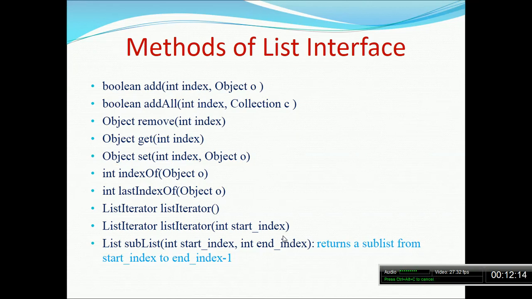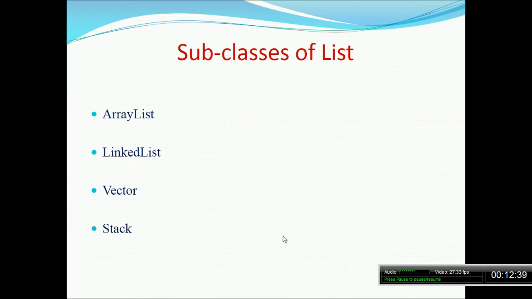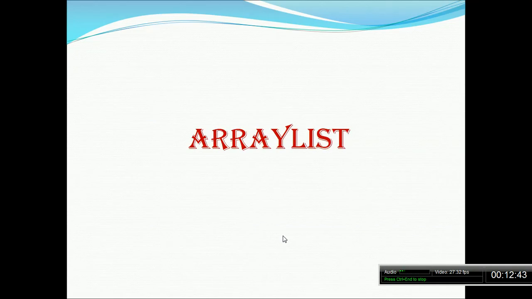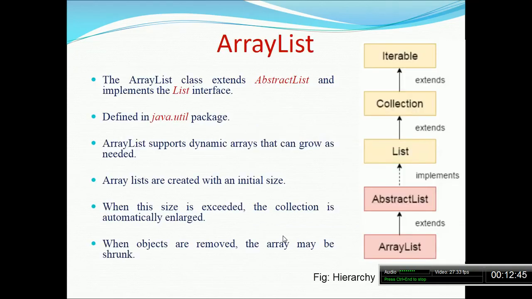With the help of the listIterator object you can actually iterate this collection, the list interface, and you can even pass the starting index from where you want to iterate. subList will give us a portion of the list from a given starting index to the end index minus 1. Coming to the subclasses of list: ArrayList, LinkedList, Vector and Stack. For our purpose we will study the ArrayList.